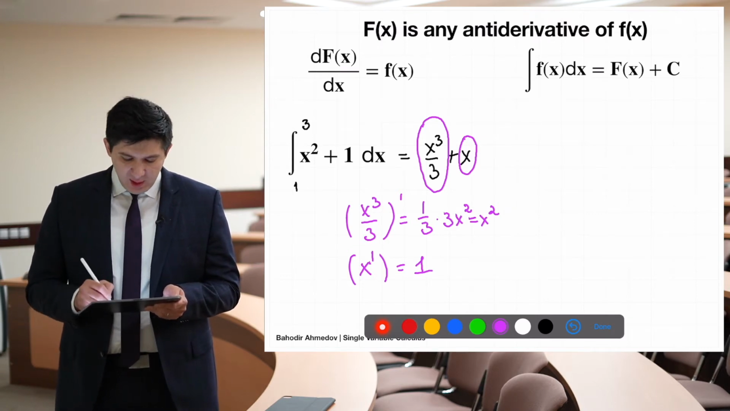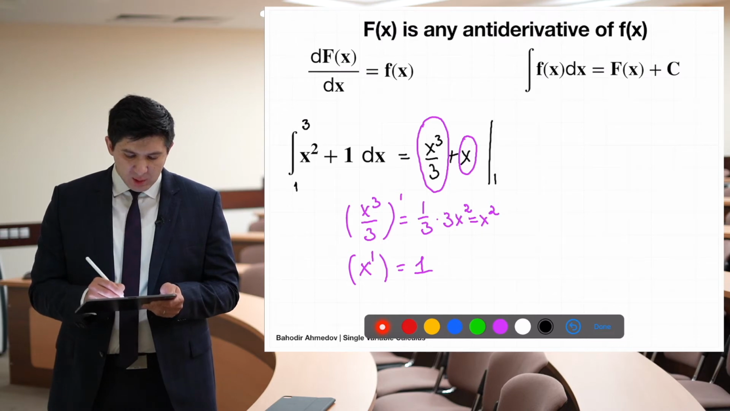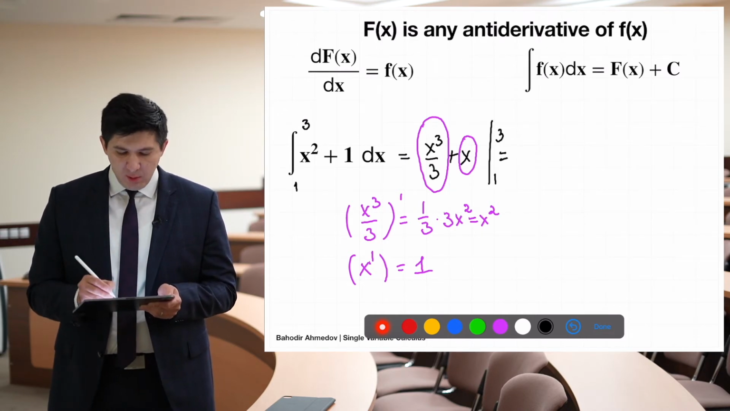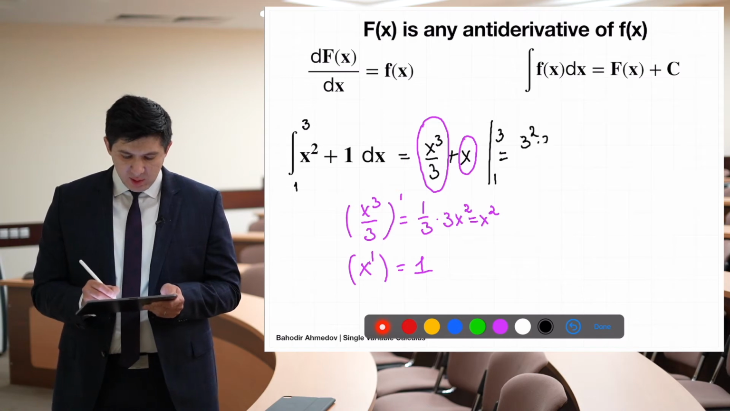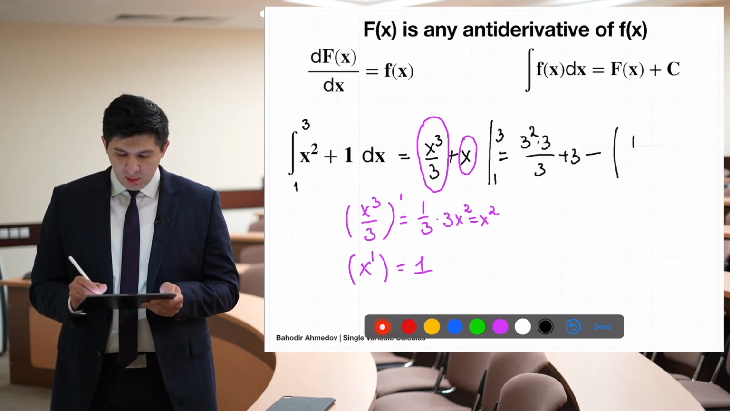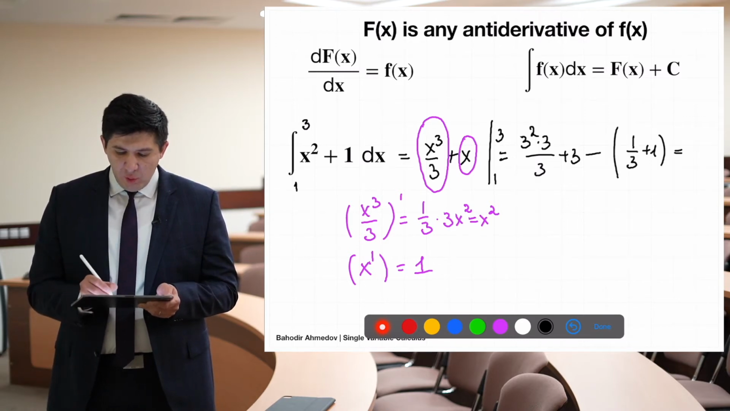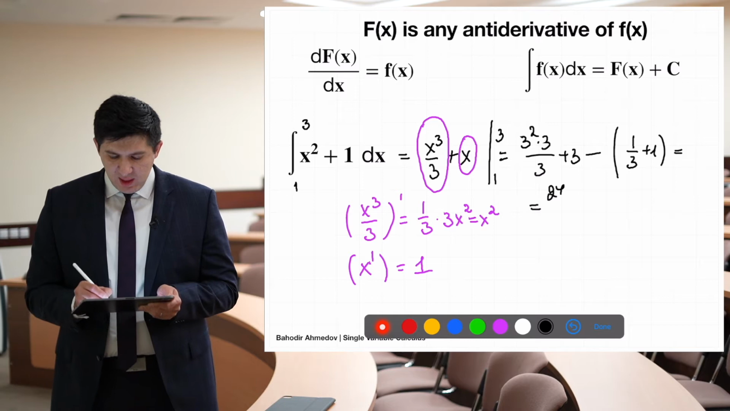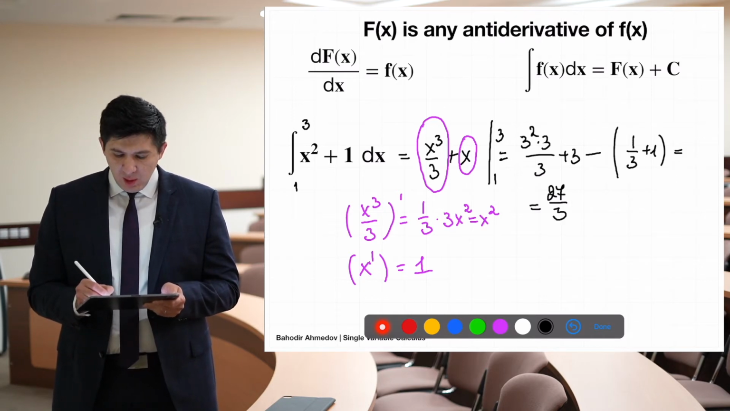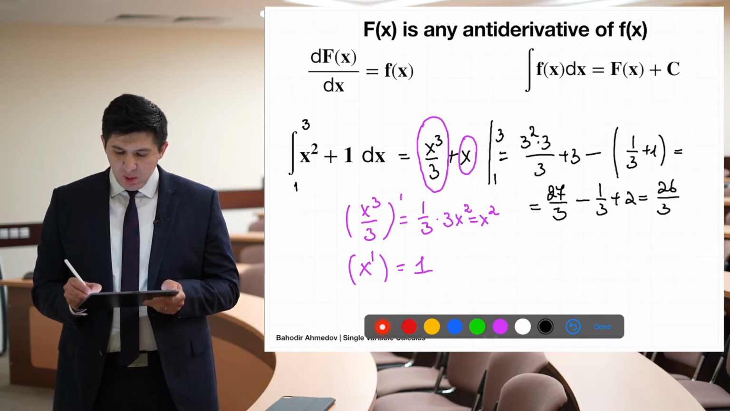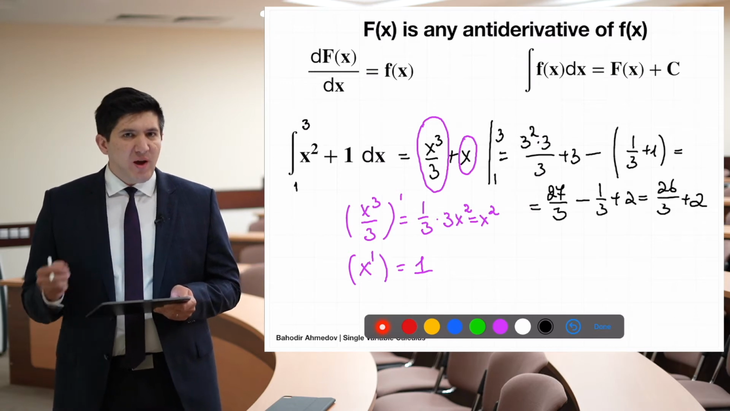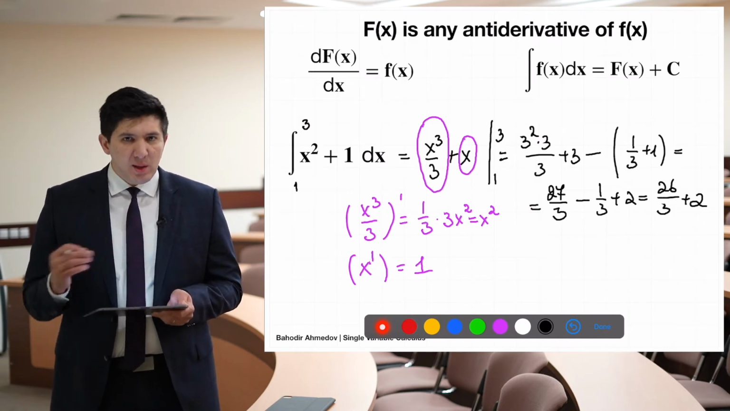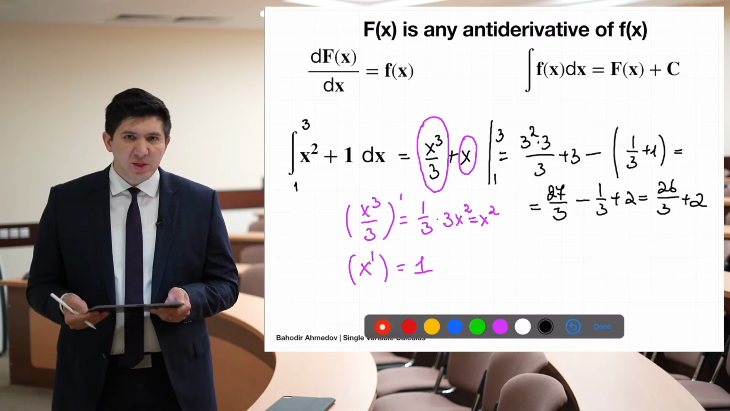And then we have to evaluate this at the borders of your integration, at 1 and 3. If you substitute the 3, it is going to be equal to 3 squared times 3 divided by 3 plus 3, minus, then we substitute the 1, which is 1 over 3 plus 1. If you open the brackets, it is going to be 9 times 3, that's 27 over 3, plus minus 1 over 3 plus 2, and this is going to be equal to 26 over 3 plus 2. So this is how we are going to evaluate the integration: by finding its antiderivative, then by evaluating the antiderivatives at the borders.